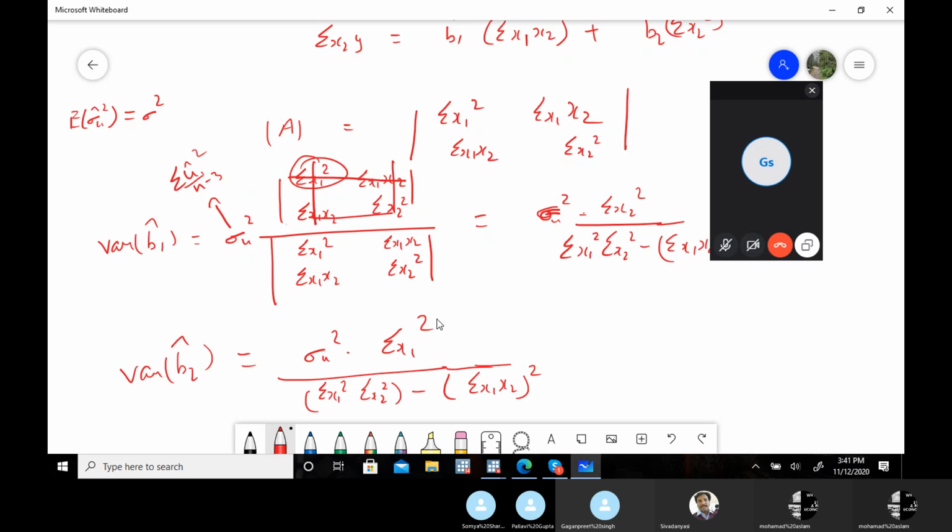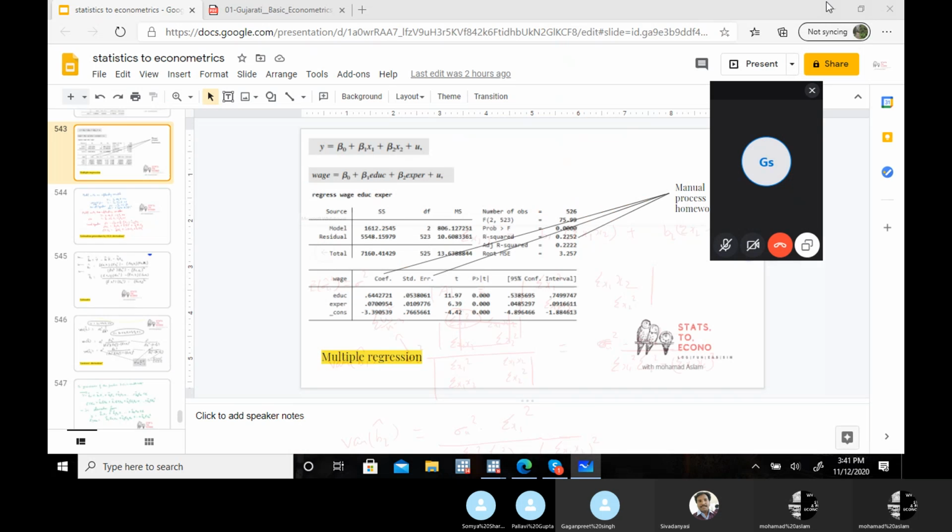So I hope you find it quite easy comparatively. Now you have this formula, right? So by solving this particular method and taking under root of that, you will get these standard errors. Or if you find it complicated, then go by the matrix method.